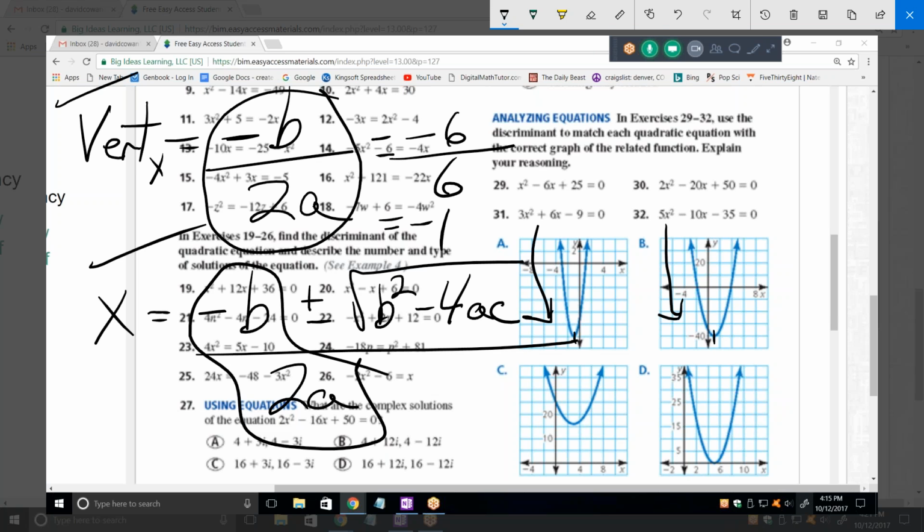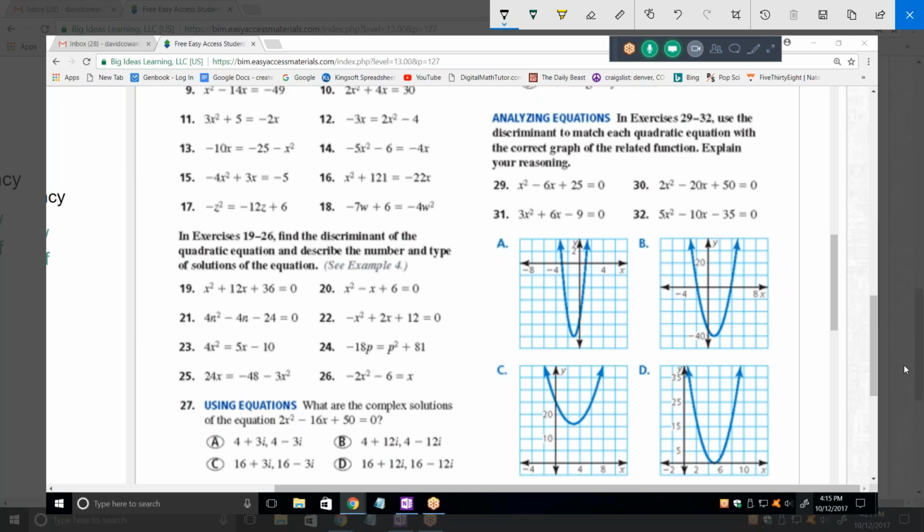Okay? What else are we looking at? So the next problem is 42. 42. Okay.